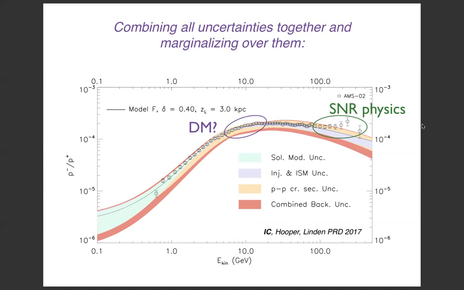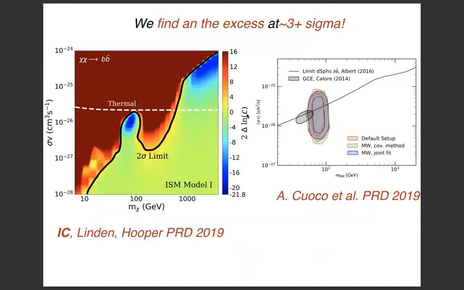After including all those effects and combining them into the red band, we find that there are still two regions of interest in the spectrum. One at the very high end, which we think may be related to supernova physics, and another one for antiprotons of energy around 10 GeV. A different way of showing that is you take the secondary ISM antiproton component, and then you allow for a second component of dark matter origin.